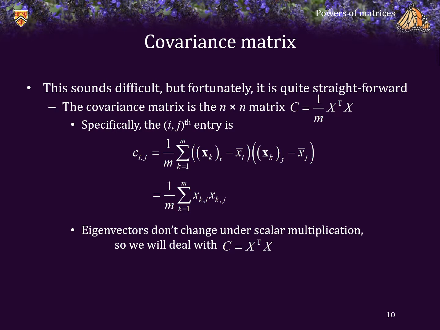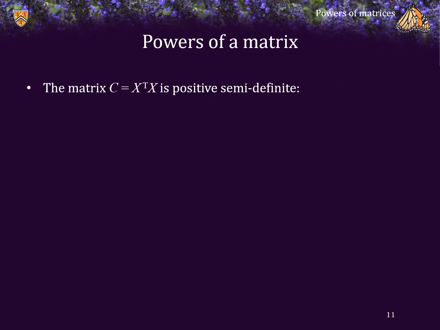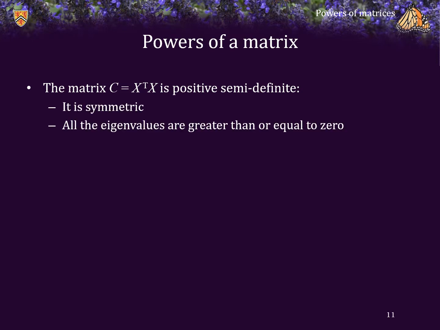Now, eigenvectors do not change under scalar multiplication. The eigenvectors of a matrix A equal the eigenvectors of that same matrix multiplied by any non-zero scalar. So we're going to continue simply dealing with the matrix C defined as X transpose times X. Now the matrix C, which is proportional to the covariance matrix, is positive semi-definite. It is symmetric, and all the eigenvalues must be greater than or equal to zero. And if the data is random, it's almost certain to be greater than zero.